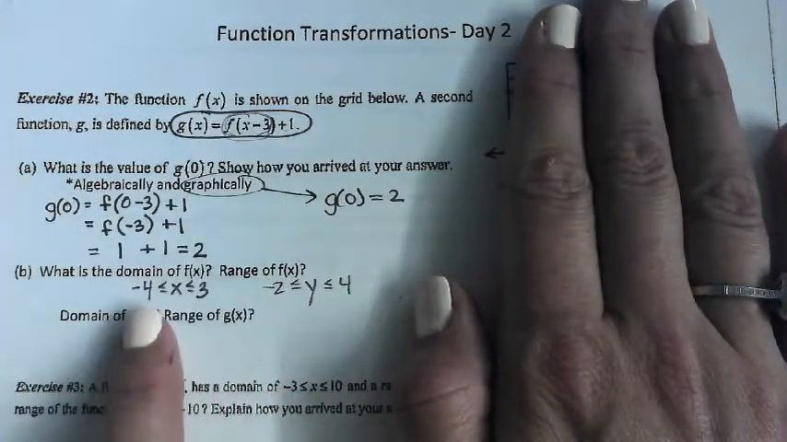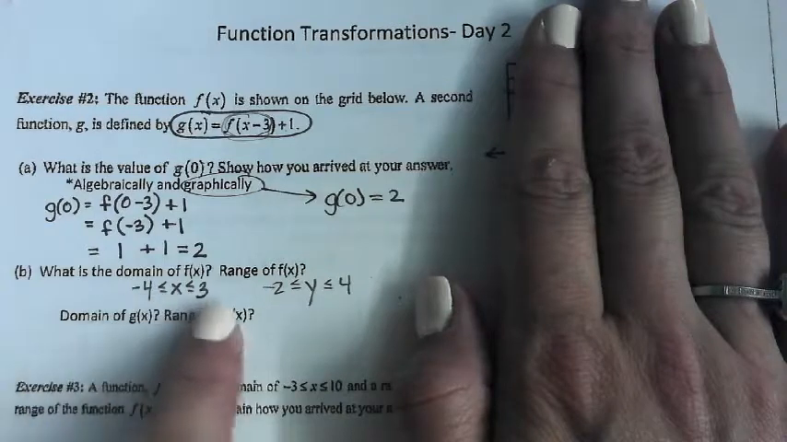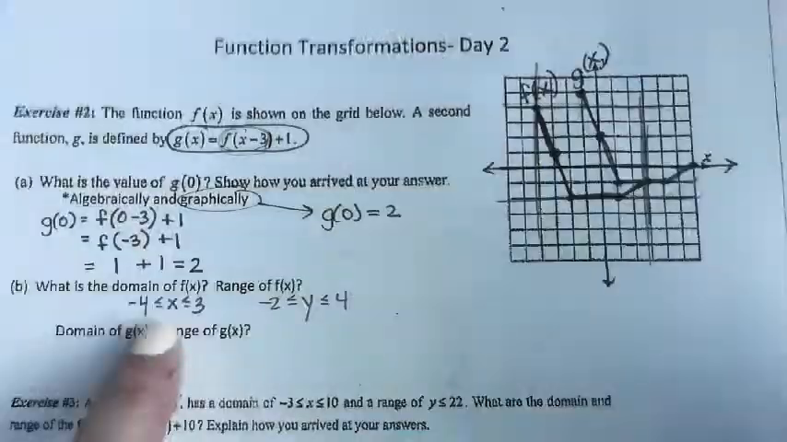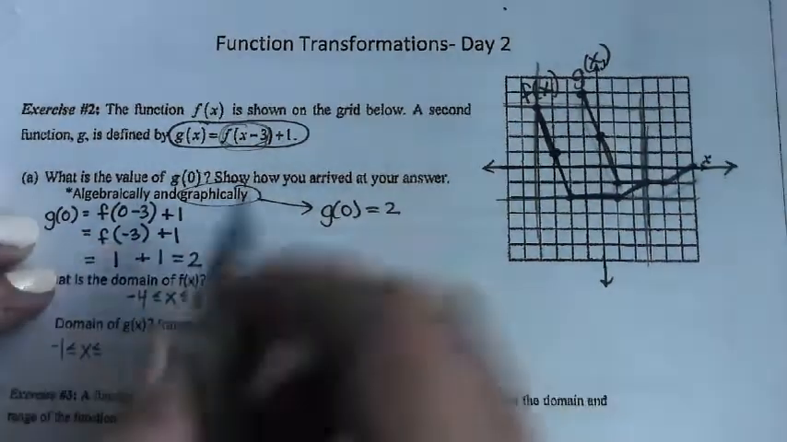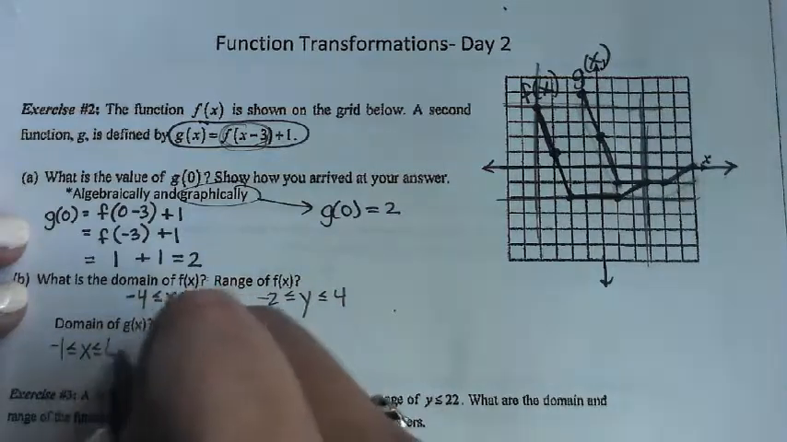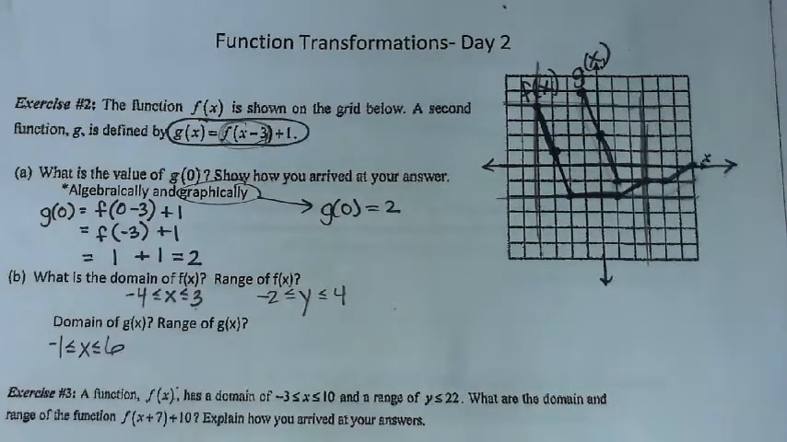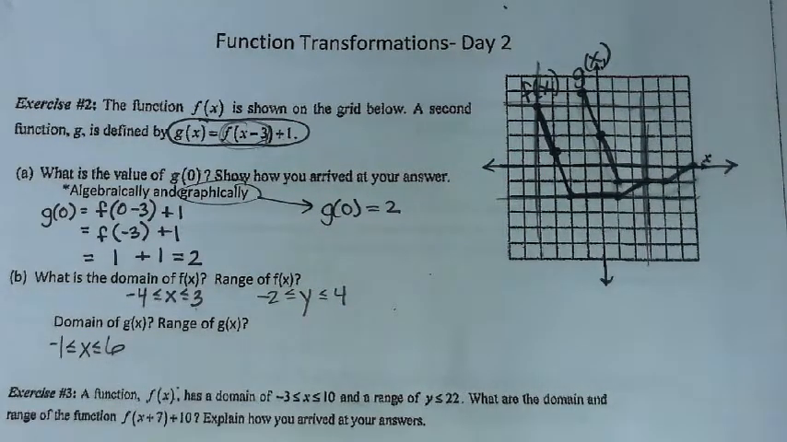Right 3 units. So what happens to these numbers when I shift them to the right 3 units? You add 3. So -4 becomes -1 is less than or equal to x is less than or equal to 6. So we're adding 3 onto those to move them to the right.